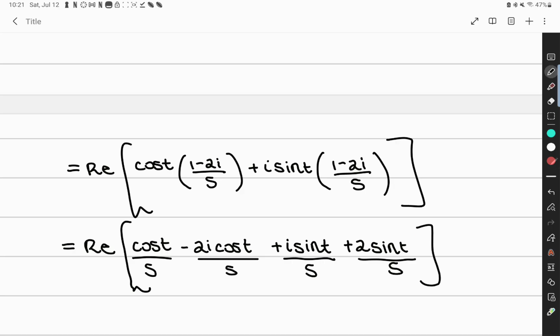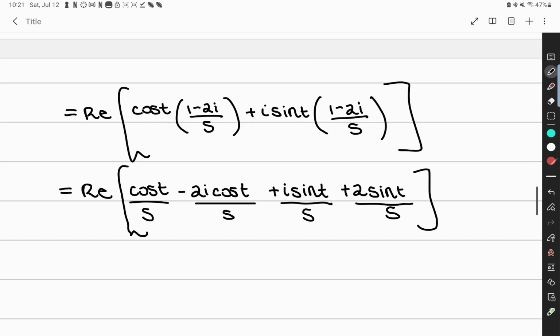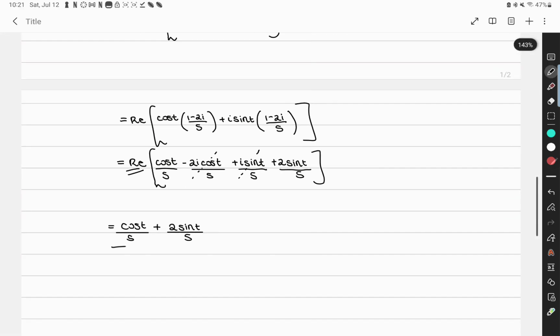Now we've simplified everything we can. We just need to look at what we have here. We only want the real part of this answer. The real part means that there's no imaginary part. So only look at the real parts. We'll have cos t over 5 plus 2 sin t over 5, and that is our answer. 10 marks, 5 marks, 15 marks, we take them.